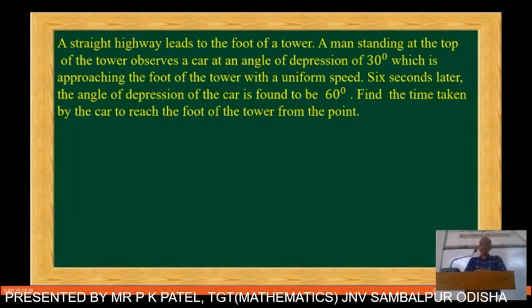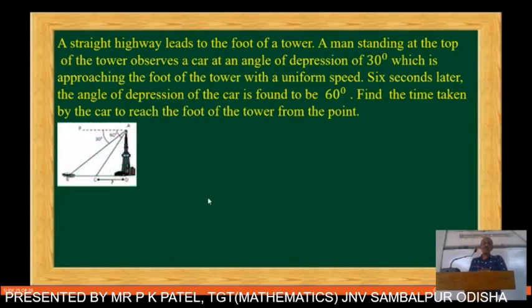Okay, using this question, you can draw a figure. First of all, mark this figure. This is the tower, and this is the position of the car, first position. And from the tower, a man is observing the car at an angle of depression of 30 degrees, and after 6 seconds the car moves towards the foot of the tower. This is the point, second position. Mark here the man and the tower height as AD, A and D.